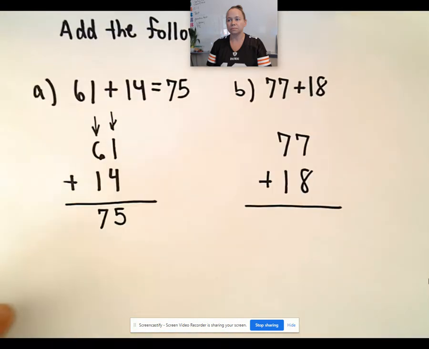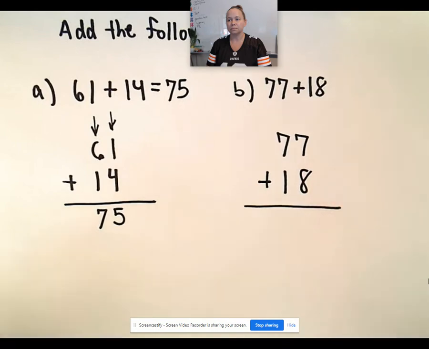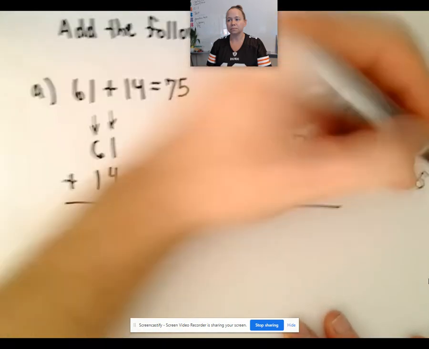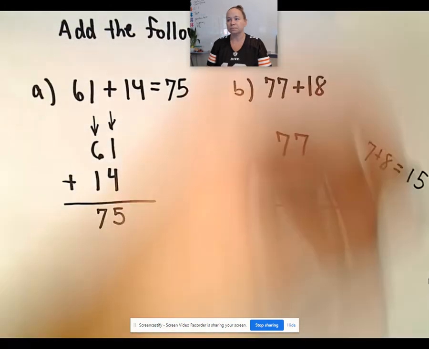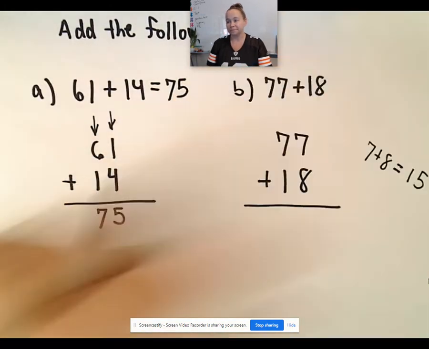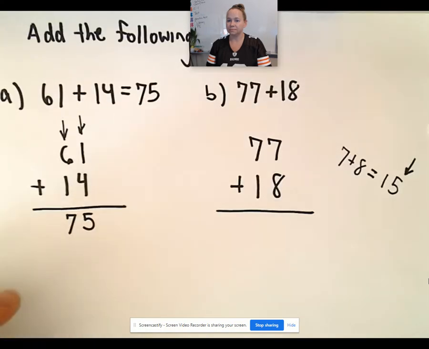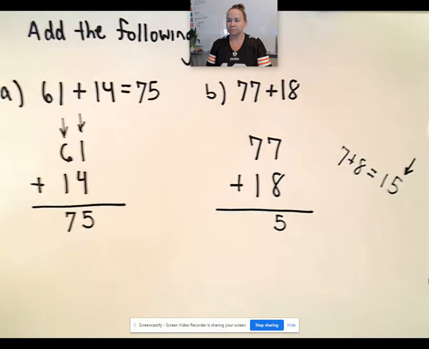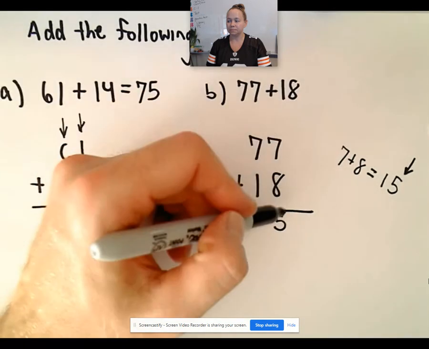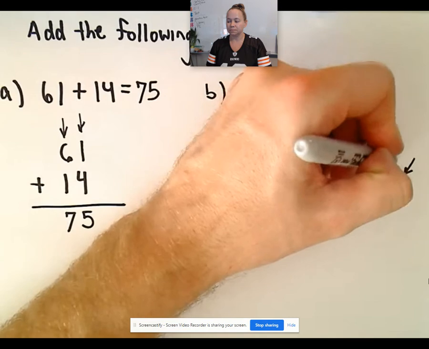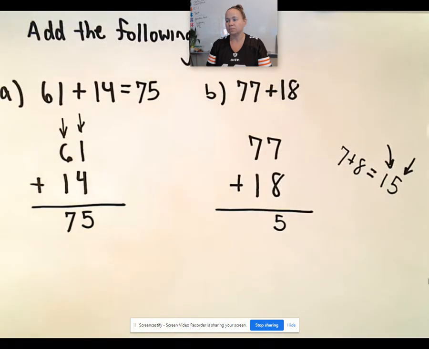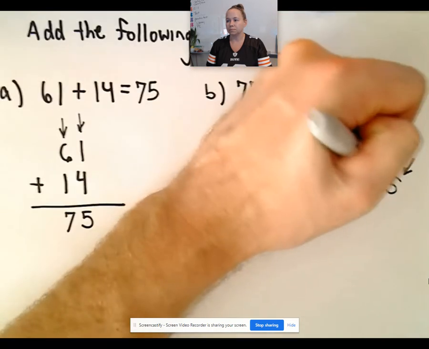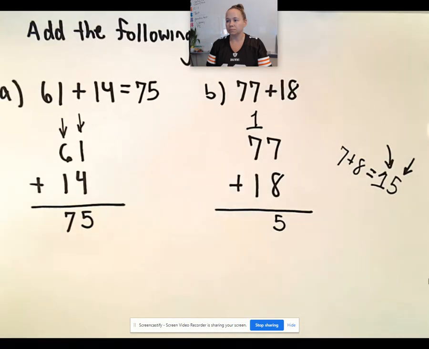Now here we have to be a little more careful. If we do 7 plus 8, well, 7 plus 8 is 15. So what we're going to do, 15 would be the ones digit. That's the digit we're going to write down. So I'm going to write the ones digit in the ones column. And then our 1 would be our tens digit. So that's what I'm going to carry to the next column. So that 1 is getting carried to the next column.